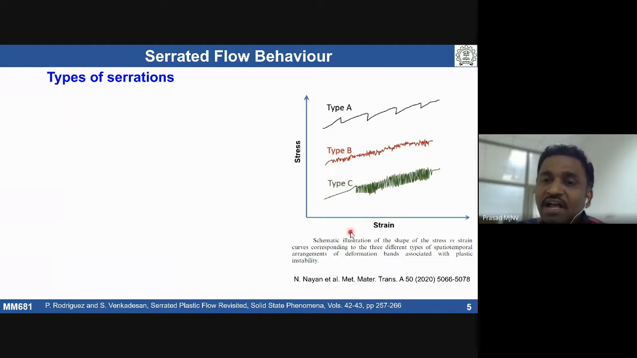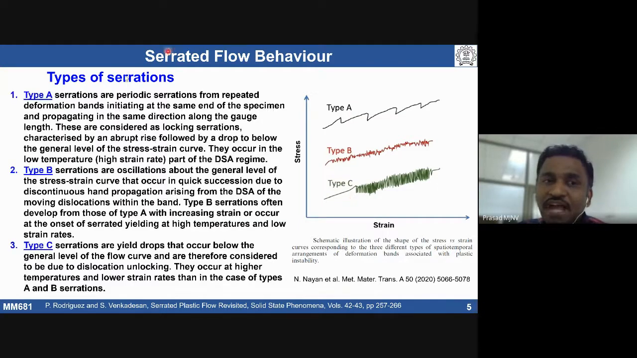And type C are called unlocking serrations. These are happening below the general stress strain curve. So the temperature and strain rate window is going to change for type A, type B, and type C. So here I listed down type A serrations.